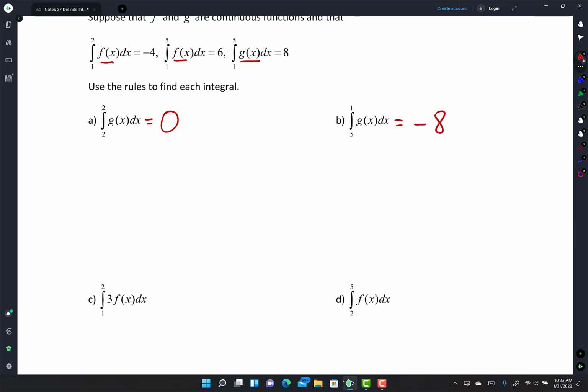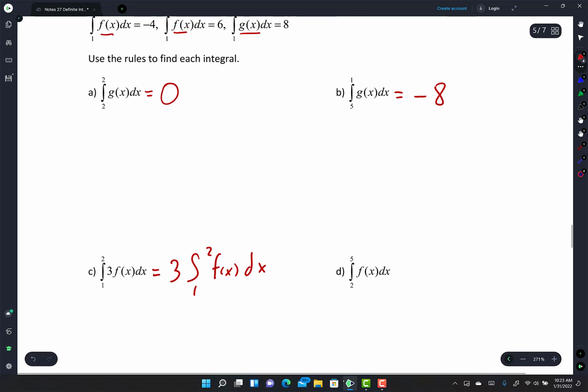Let's go to letter C. They go from 1 to 2 of 3 times f of x. Do I have enough information to answer that? Yes. Here's how it looks. 3 times that integral, and I know that integral has a value of what? So 3 times -4 is? There you go.